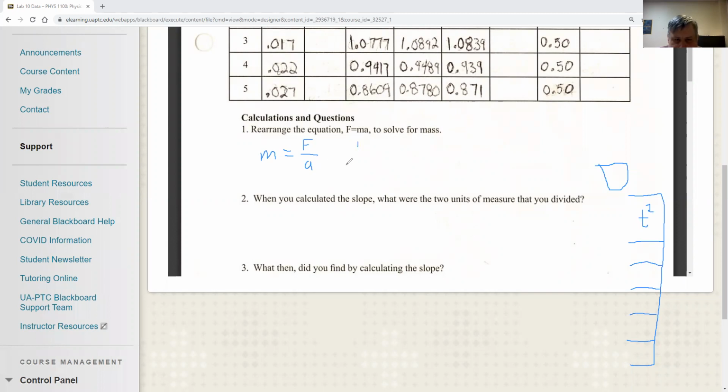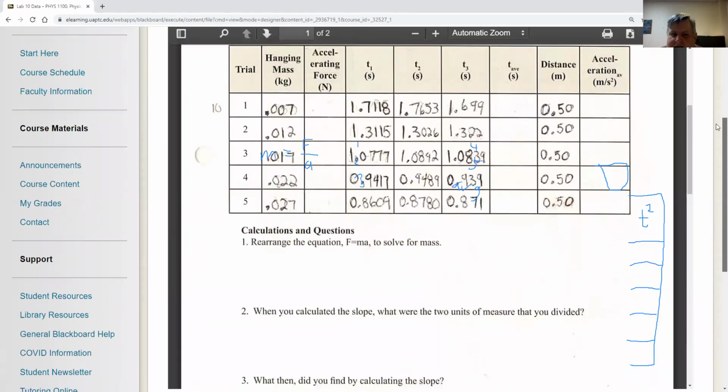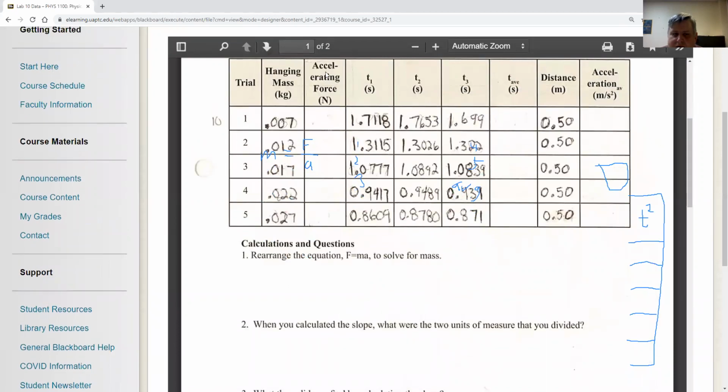So here I want you to write 1, 2, 3, 4, 5, and average. And what these numbers are going to be, and again I'll show you this in just a moment, is you're going to take this number right here, the force, and divide it by the acceleration that you calculated over here.